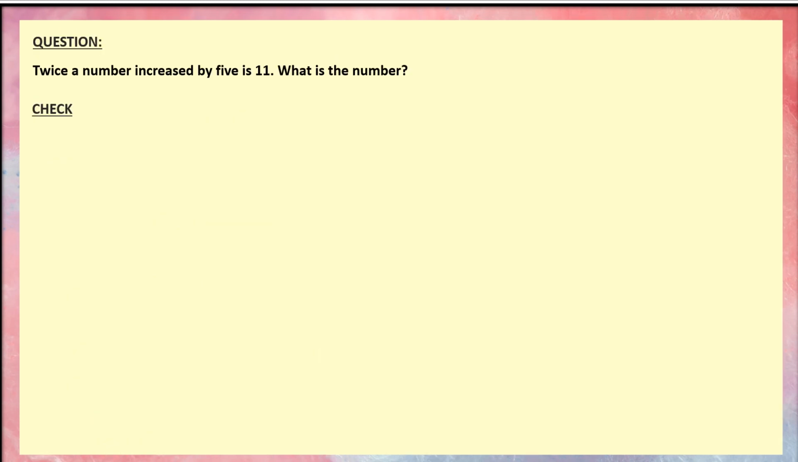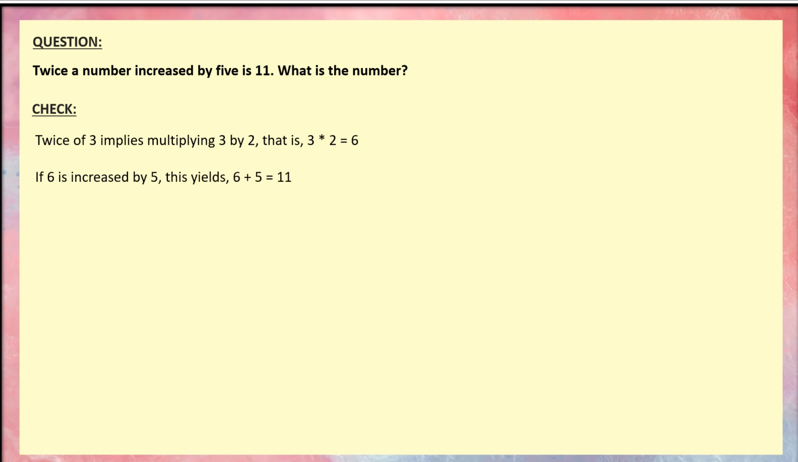We'll just do a quick check to see how this applies. So twice a number, that is twice 3, is 3 times 2, which is 6. And if we increase 6 by 5, it is 6 plus 5, which is 11. And that satisfies the equation above, or the question above, where the outcome is 11. So solving the number for 3 is correct.